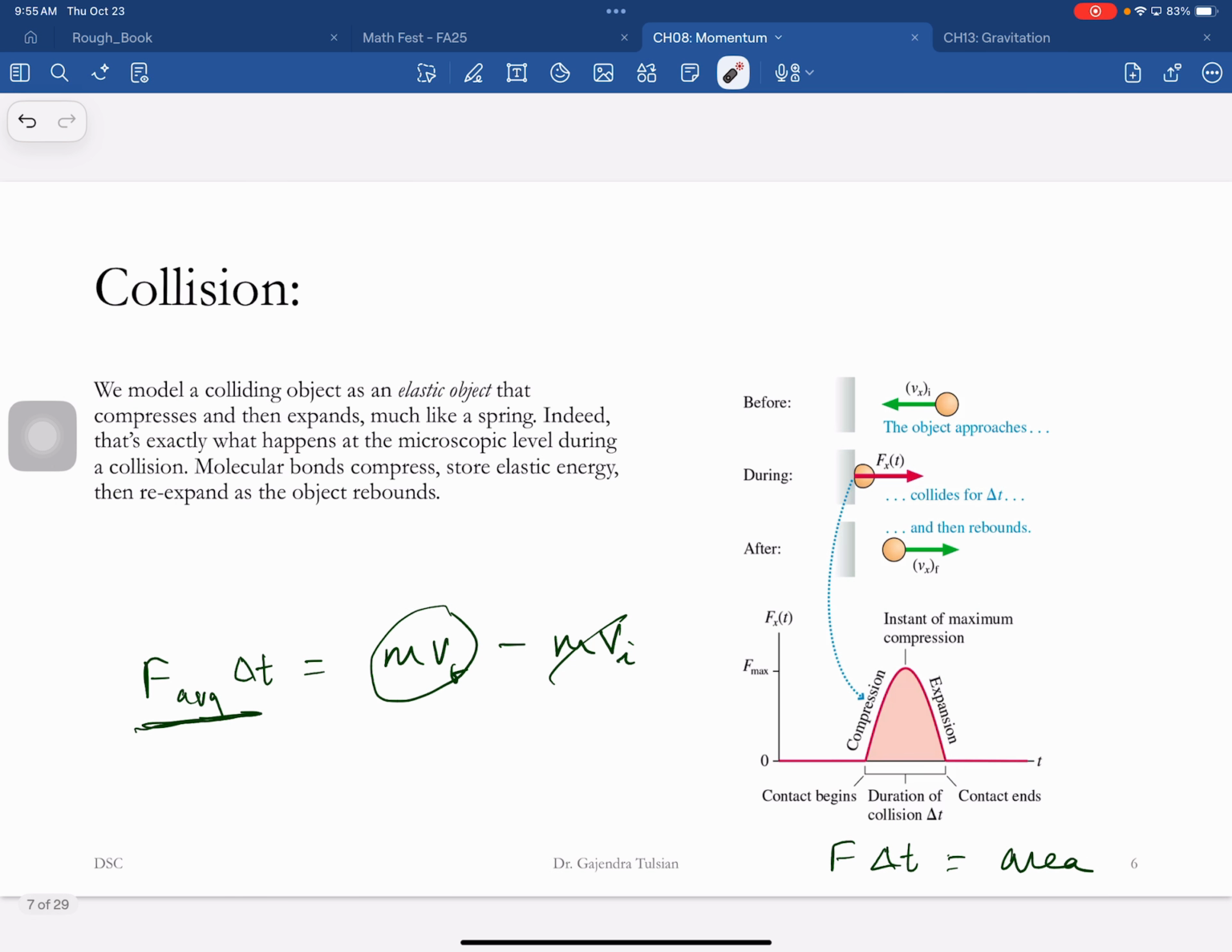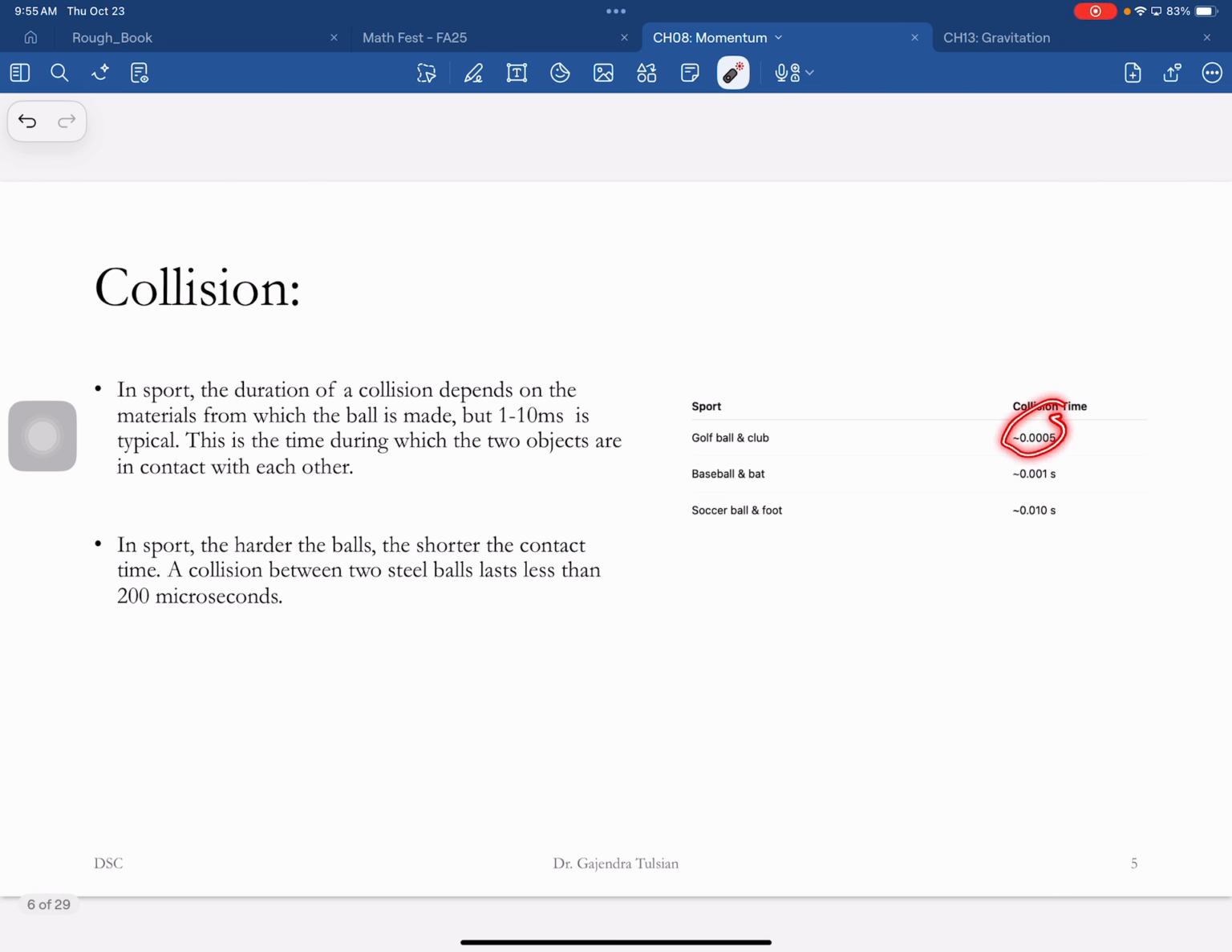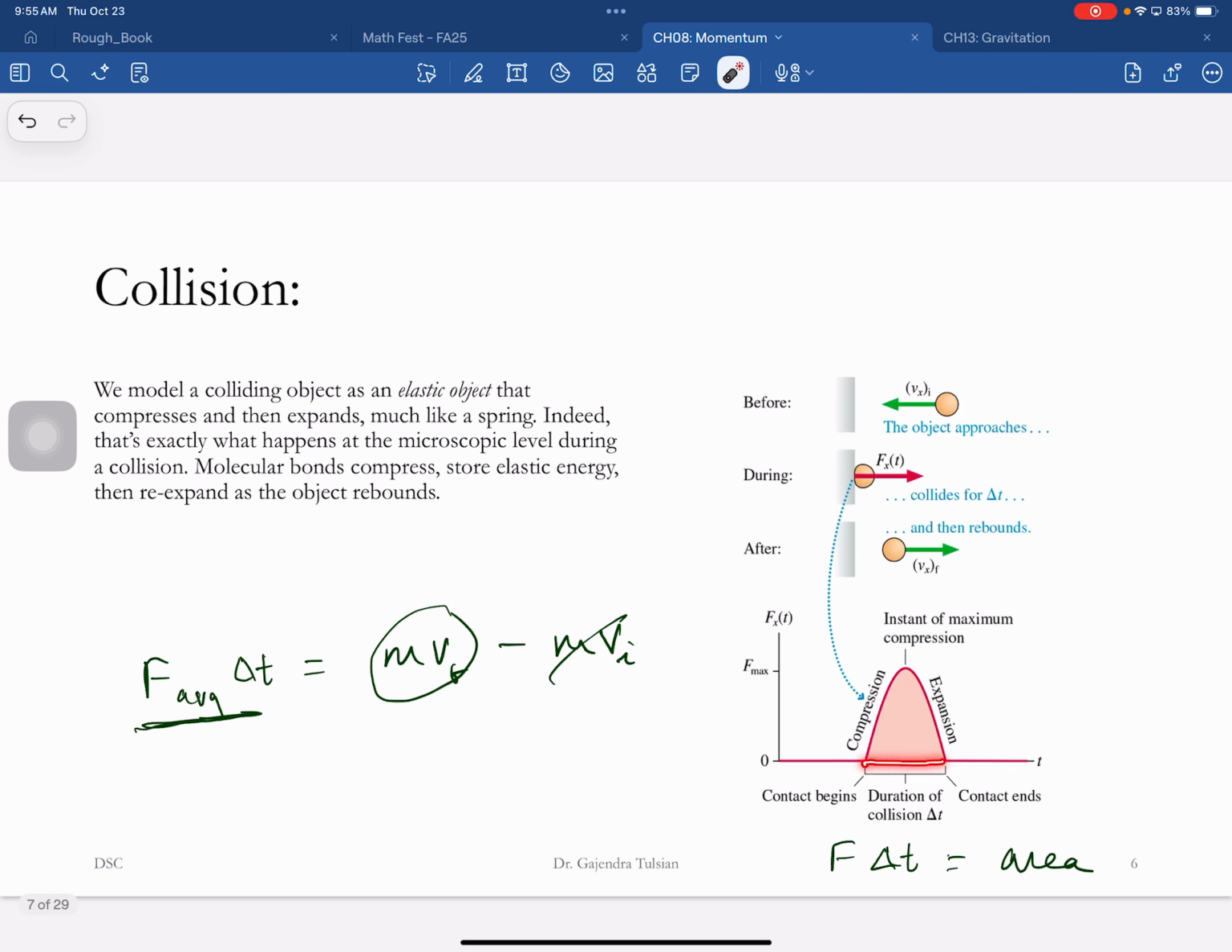So when the club comes in contact, the force is 0, and then the force rises to a peak value and then goes back to 0. And the times we gave you are half a millisecond for the golf club and ball, 1 millisecond for a baseball bat, and 10 milliseconds for a soccer ball. So that's what that is.